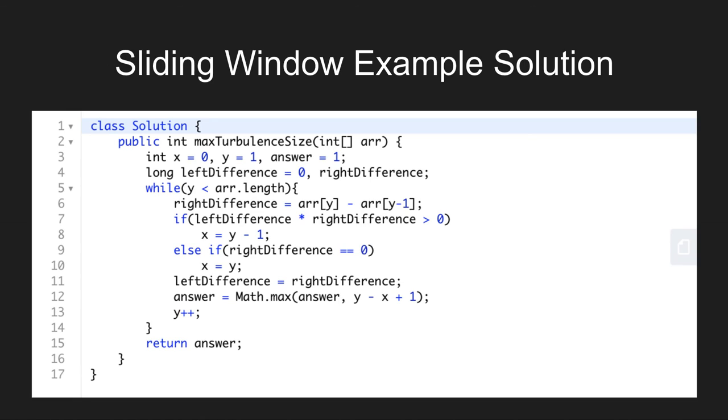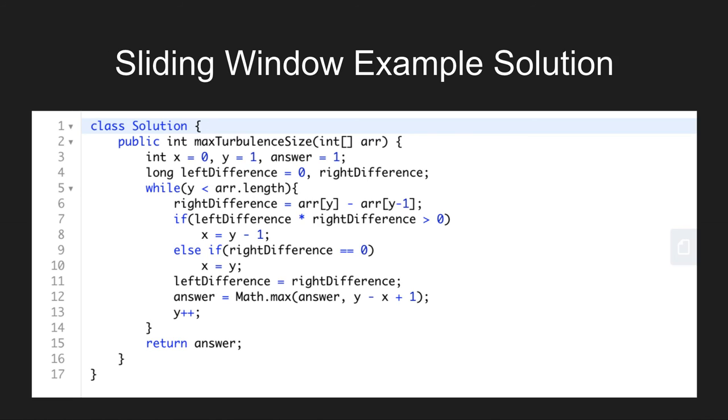So we loop through the length of the given array, and as I explained, the end pointer, y in this case, is going to be incremented at the end of every iteration, regardless of what happens. We calculate our right difference by subtracting the left element from the right element.